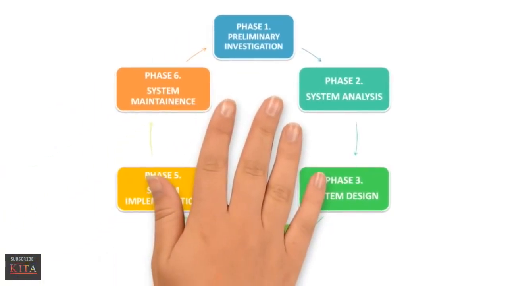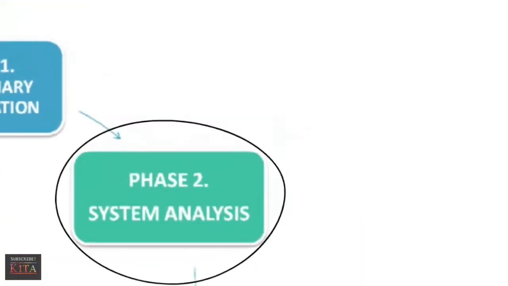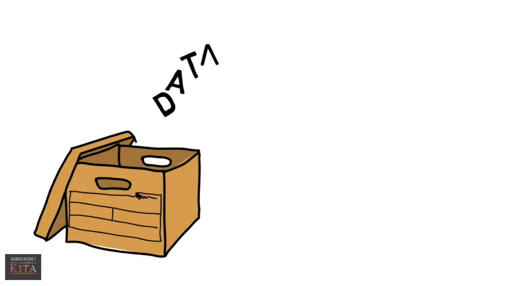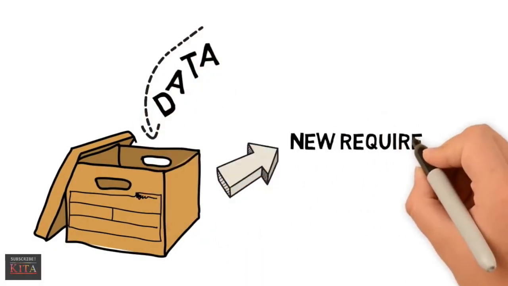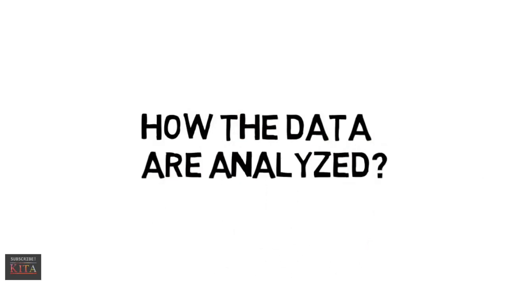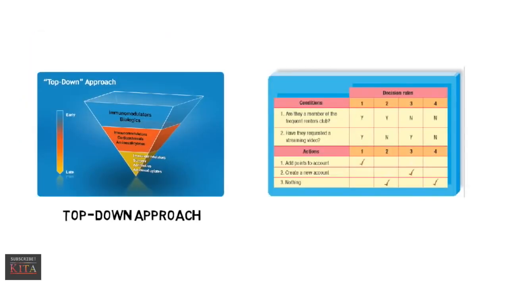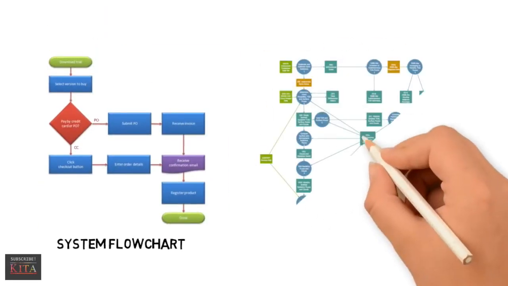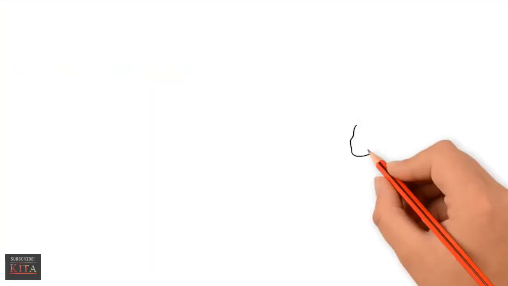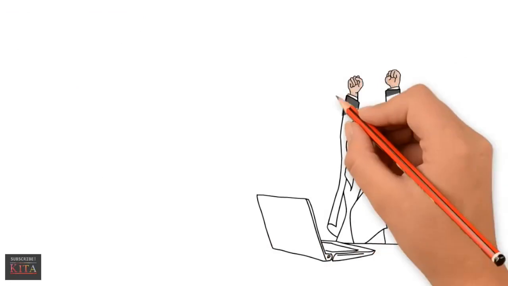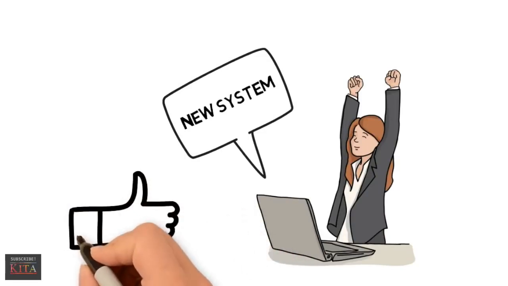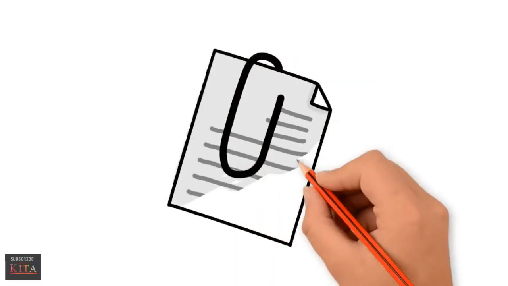The second phase is called system analysis. In this phase, data is collected about the present system and then analyzed to determine the new requirements. Analyzing the data can be done using tools such as top-down analysis method, decision table, system flowcharts, data flow diagram, and automated design tools. This phase attempts to give birth to a new efficient system that satisfies the current needs of the user. This process continues until a preferred and acceptable solution emerges. Then, at the end of this phase, a report is made for documentation.